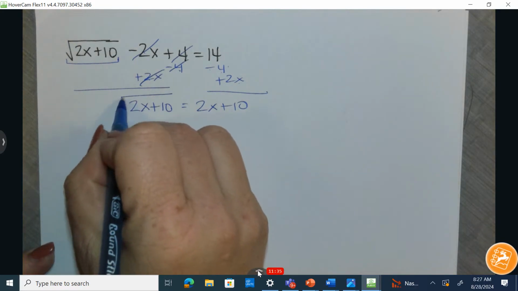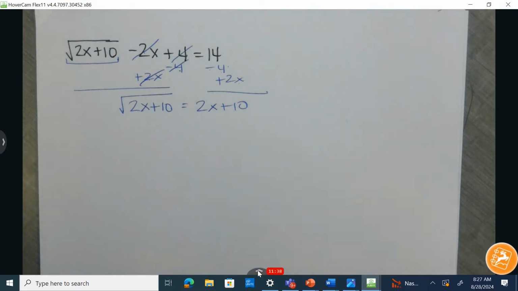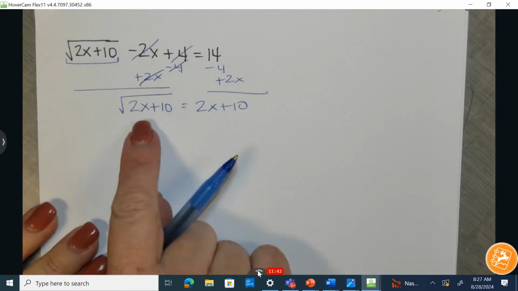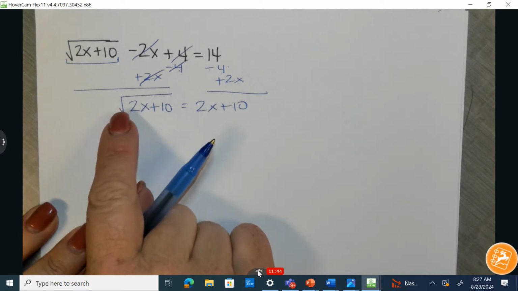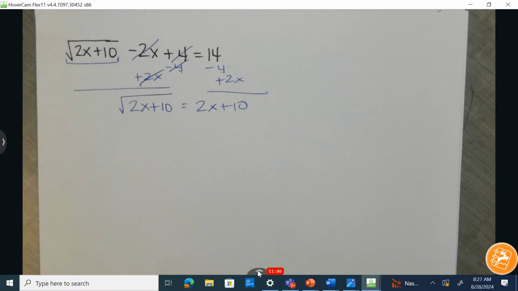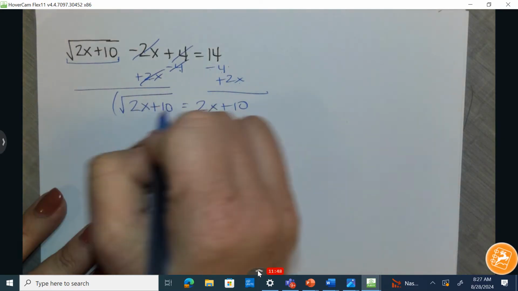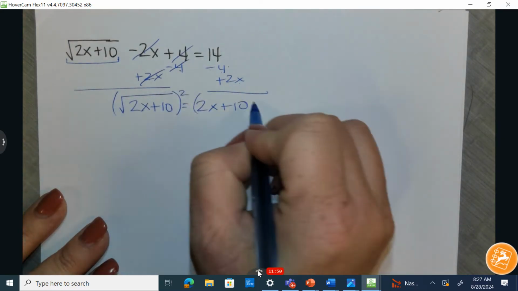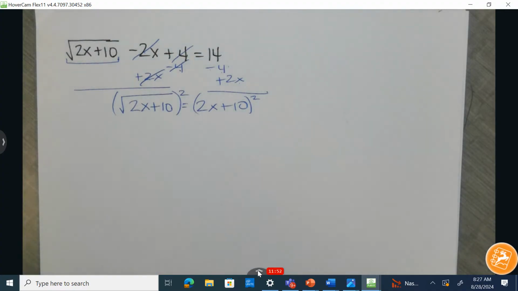Remember, my goal is to get rid of this radical. It's kind of like when you have an equation and there's no fractions, it seems easier to work with. Well, when you have an equation and you're trying to solve for a variable and there's no radical, it's easier. So how do I get rid of a square root? We're going to square it. So let's square both the left-hand side and the right-hand side.